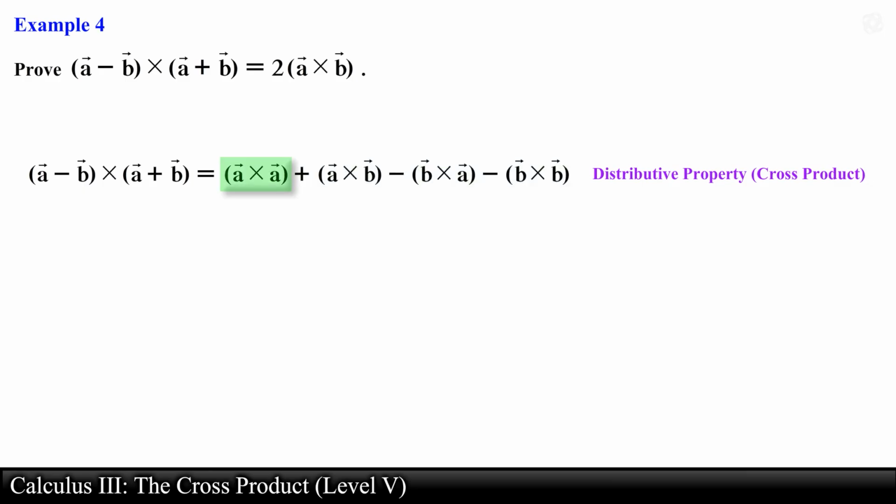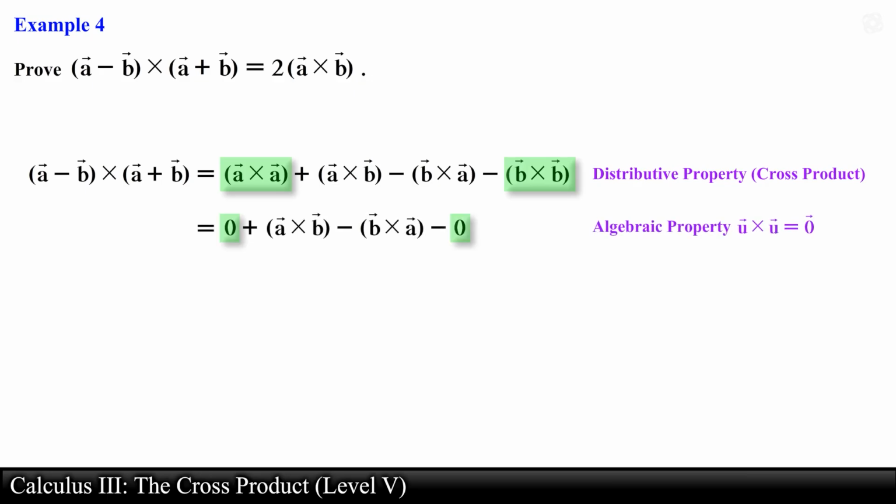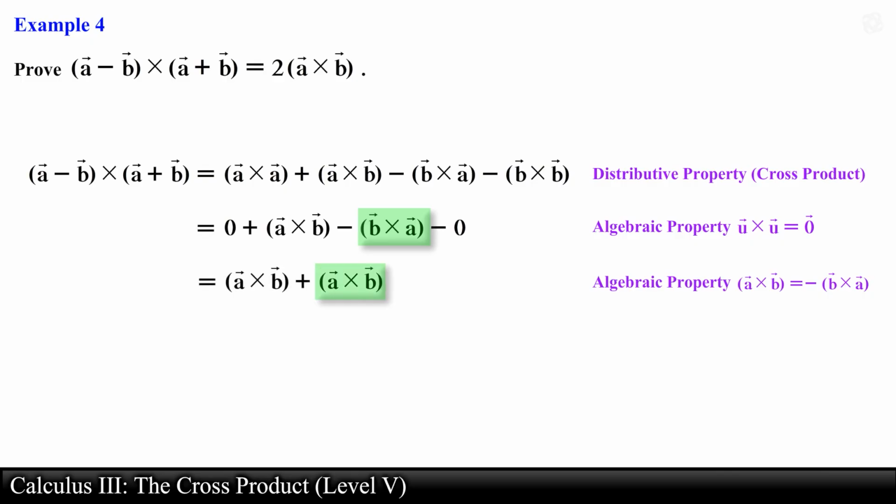Here, vector A crossed with vector A and vector B crossed with vector B reduces to the 0 vector. The last two cross products are related to one another since one expression is just the negative with the order of the vectors reversed. Replacing this second expression, we obtain the following. Simplifying the expression, we obtain 2 times vector A crossed with vector B. And this ends the proof. Alright, in our next video, we will go over the geometric properties of the cross product.